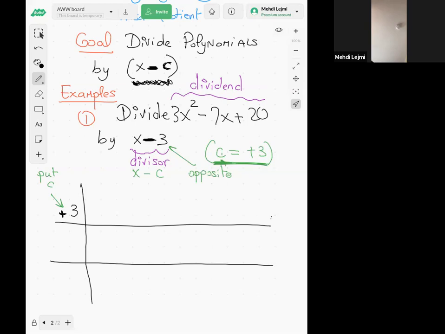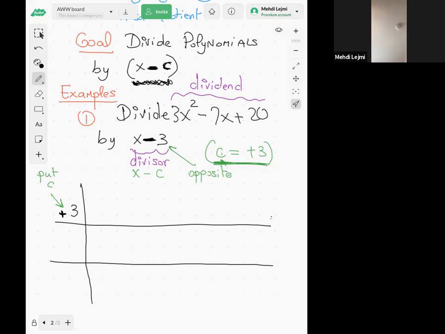All right. Let's say in the next example, we're going to divide by x plus 2. Then in the table, you have to put the opposite, negative 2. So in the table, we always put the number which is the opposite of this one here. If you have minus 3, then you put positive 3. Right.